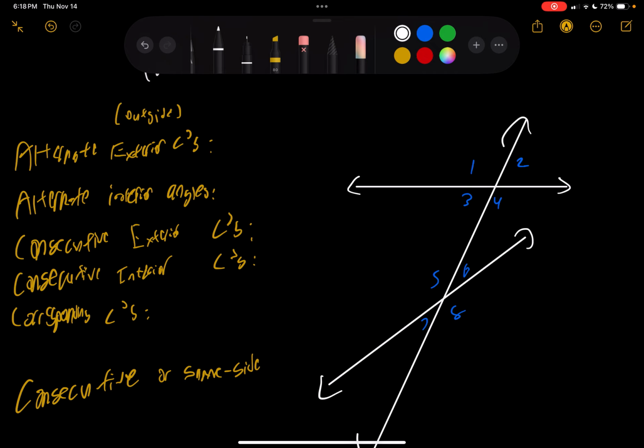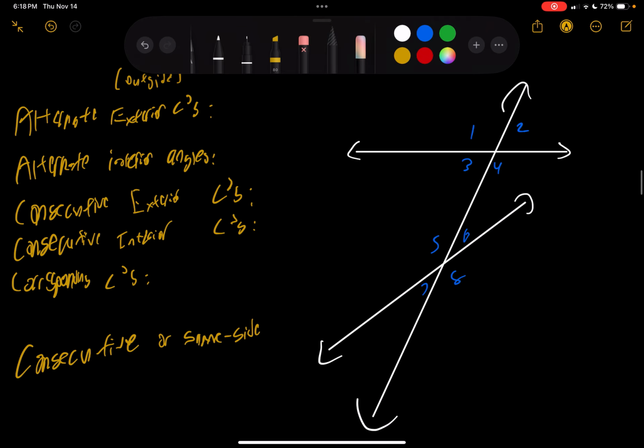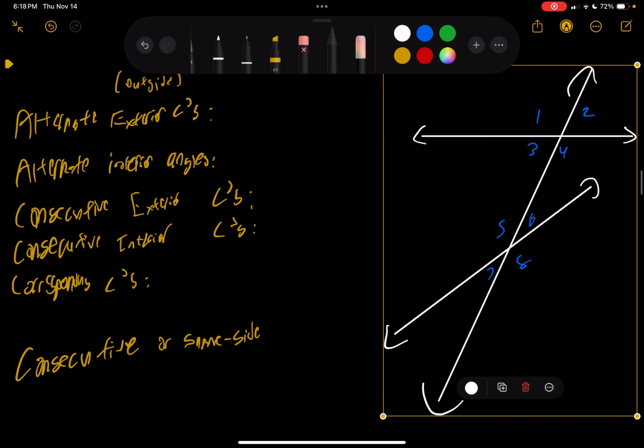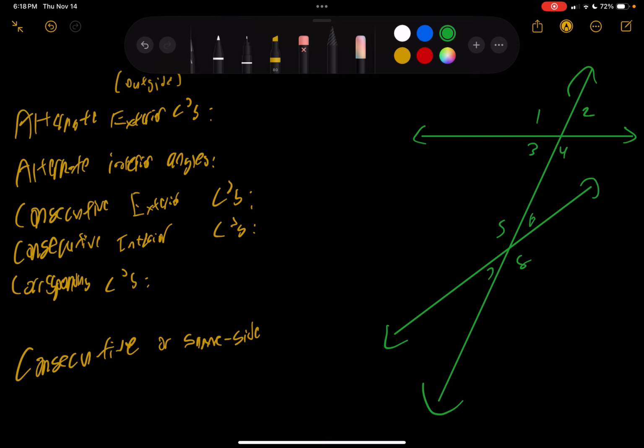So let's talk about the first angle type we'll learn: alternate exterior angles. First, let's talk about the exterior angles. These are the angles that are on the outside: 1, 8, 7, 2.